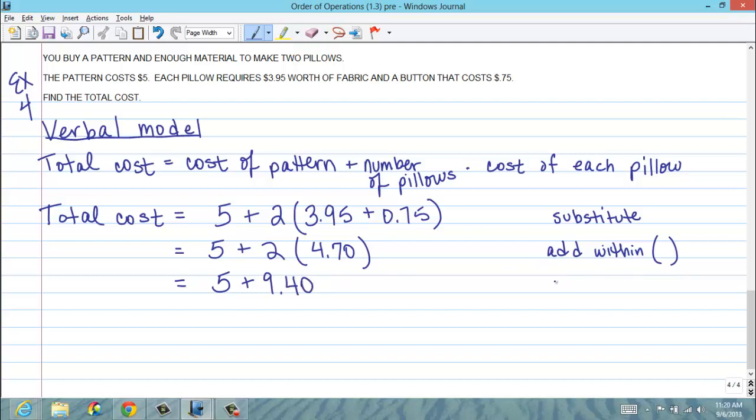How did I get this line? I multiplied. And then now we add 5 plus 9.40, which gives us 14.40. How did I get this? I added. So the total cost is $14.40.